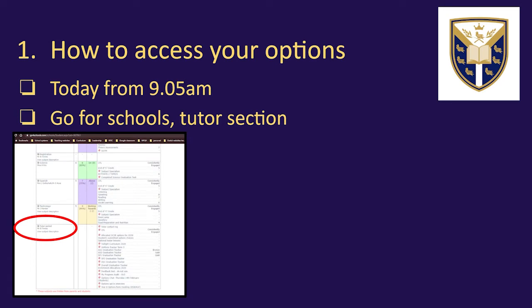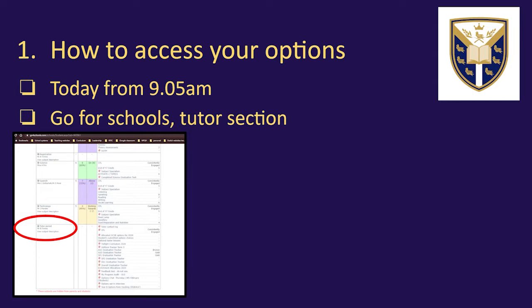Firstly, let's begin with where you'll be able to view your options. You will use Go for Schools in the tutor section, and this is the same place as you view your option choices and the taster lessons, for example. So it's exactly where you've been before when I've asked you to check your options. Firstly, in your progress section, you will scroll down to the tutor period. It's the last subject area.